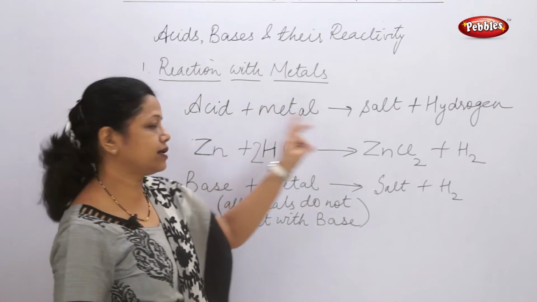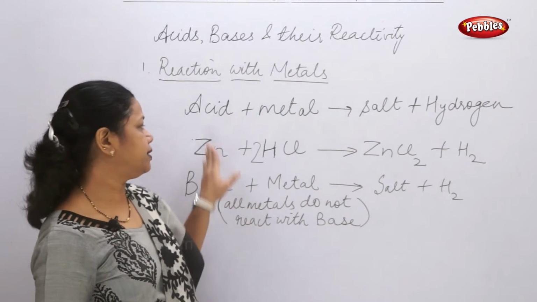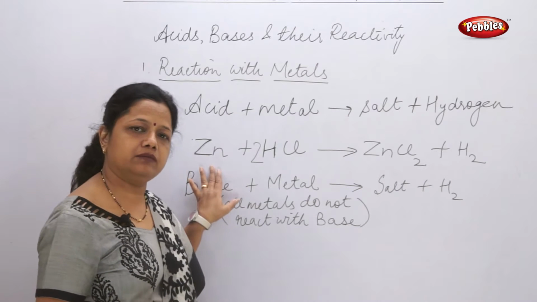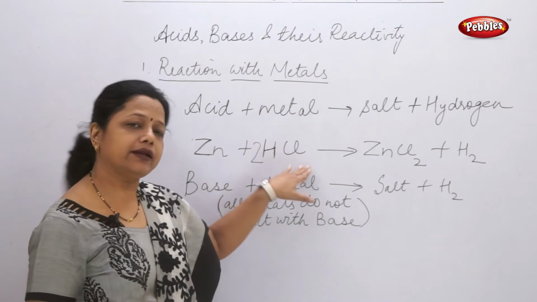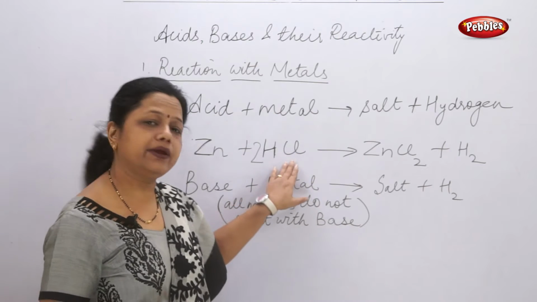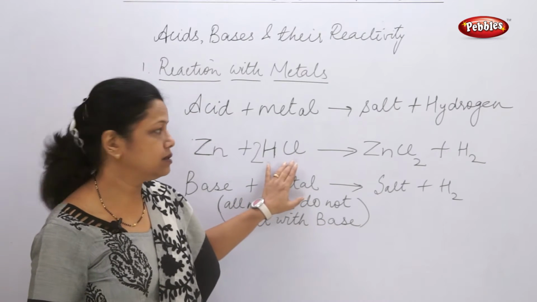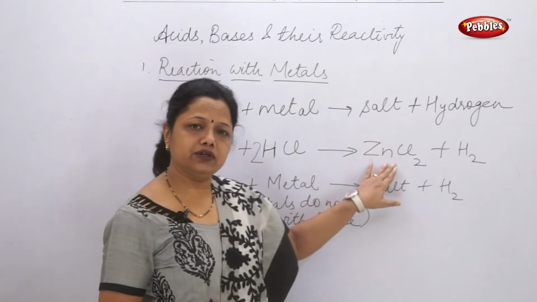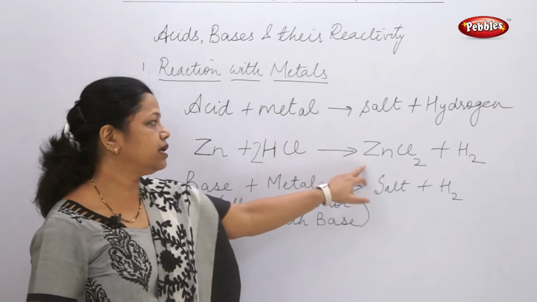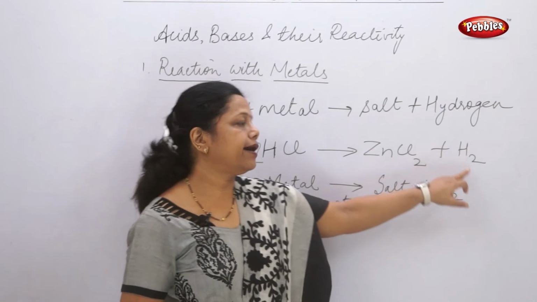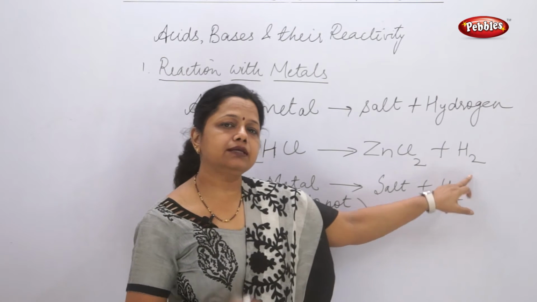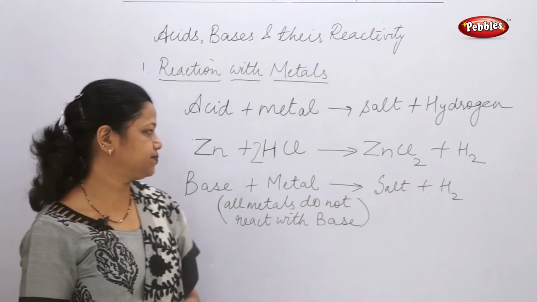This is a general reaction. If I take a metal, say zinc or aluminium or magnesium, and react with an acid, this acid can be hydrochloric acid or sulfuric acid, you will get a salt formation. That means in this case zinc chloride is formed and hydrogen. This hydrogen is coming out in the form of bubbles.